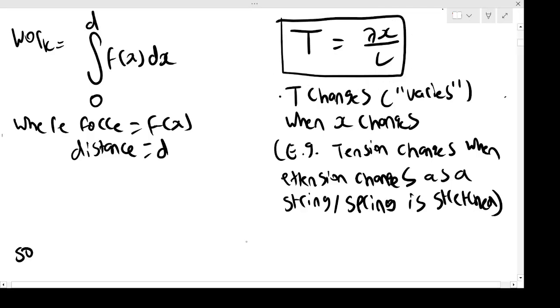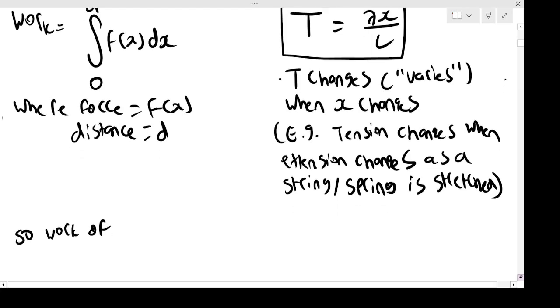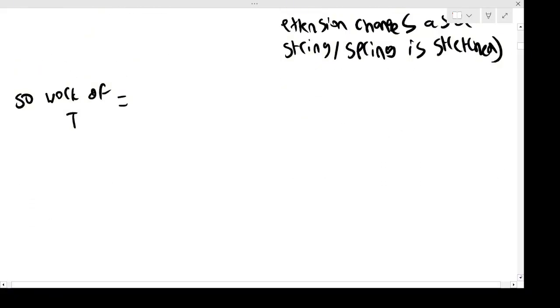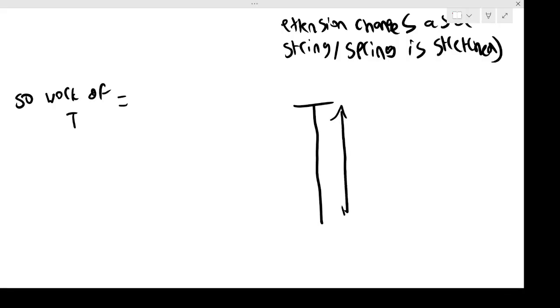So the tension, for example. So the work of the force T. Okay, well, let's set the scene. Originally we have some string at the natural length L, but then we stretch this string downwards like this.